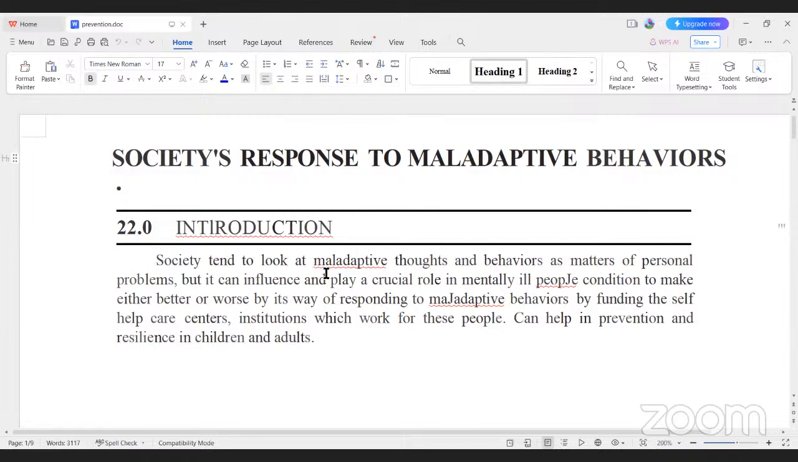So society tends to look at maladaptive thoughts and behaviors as matters of personal problems. But society can influence and play a crucial role in the condition of mentally ill people, making it either better or worse by its way of responding to maladaptive behaviors. By funding self-help care centers and institutions which work for these people, it can help in prevention and resilience in children and adults. Resilience.